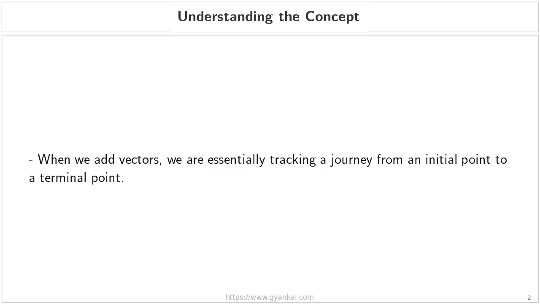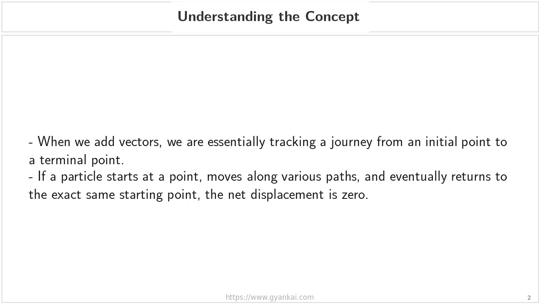Understanding the concept. Think of it this way. Whenever we add vectors together, we are essentially tracking a journey. We start at an initial point, move through various displacements, and end up at a terminal point. Now, here is the crucial part to keep in mind for our upcoming derivation. If a particle starts at a specific point, moves along several different paths, but eventually manages to return to that exact same starting point, what happens to the net displacement? Well, the net displacement is zero. There is no change in the overall position from start to finish.